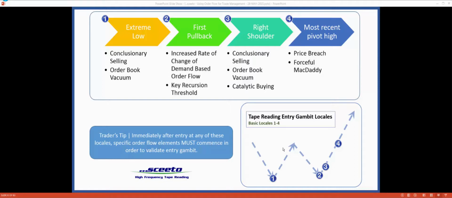So, one of the things, Bruno, to tie a bow on that, and that's why we call this a tape reading entry gambit. Because when you enter at 1, Bruno, it's a gambit. We don't know for sure. But we have rules for our gambit.